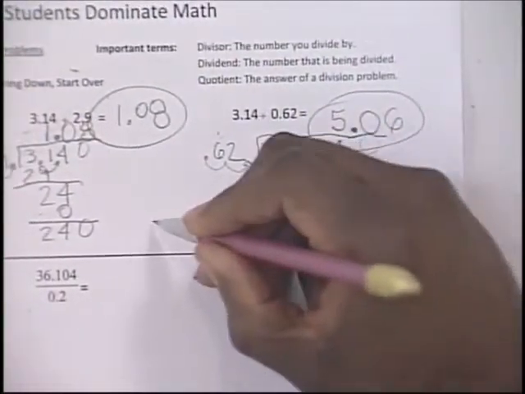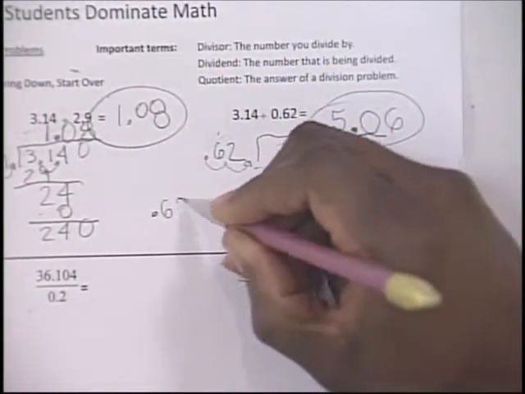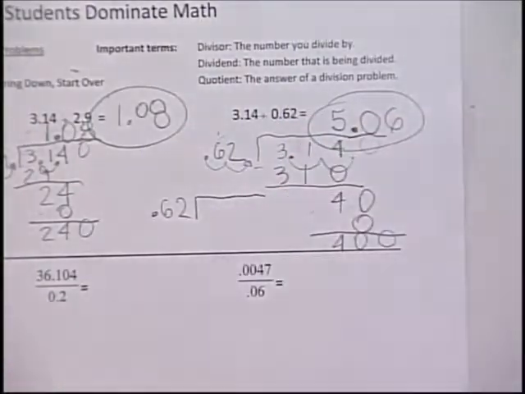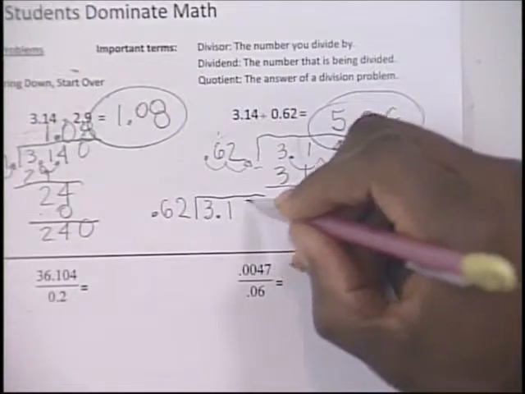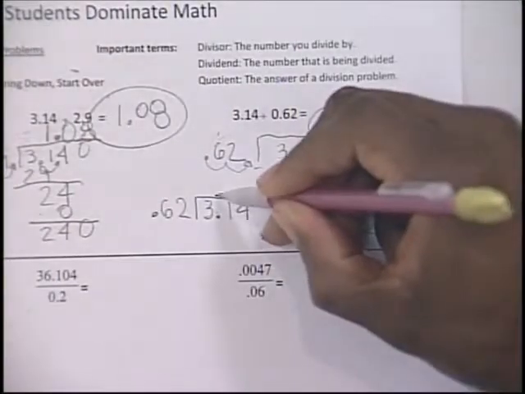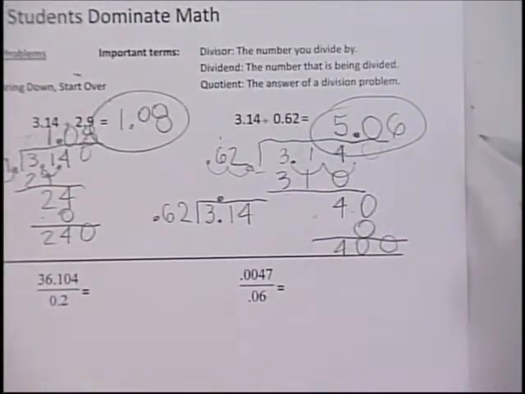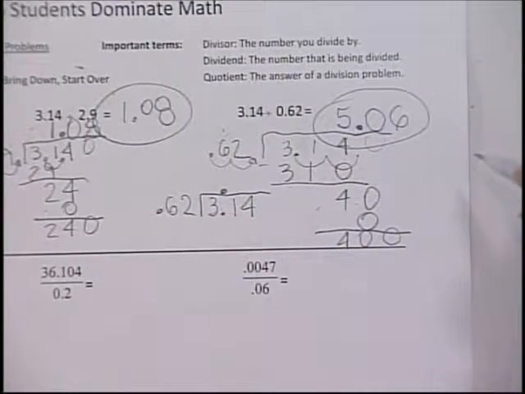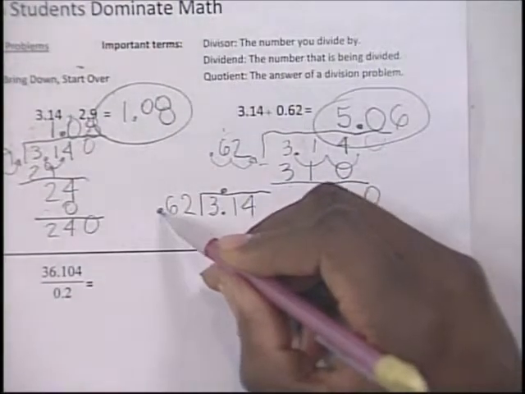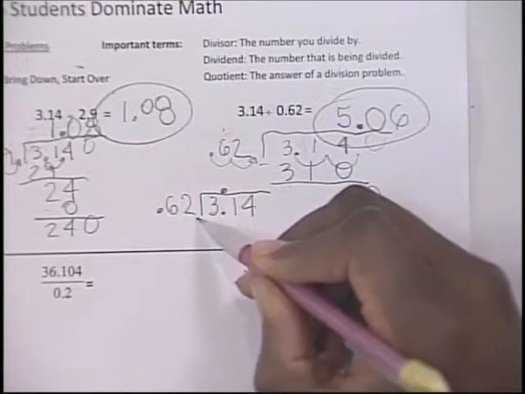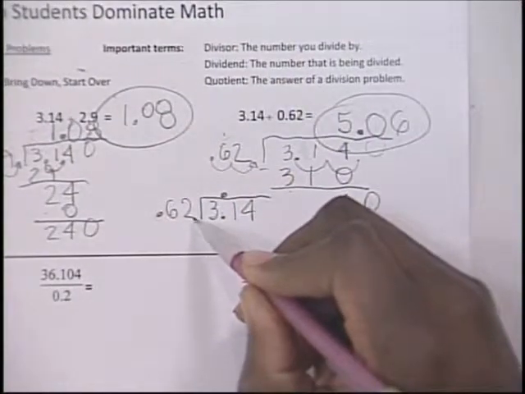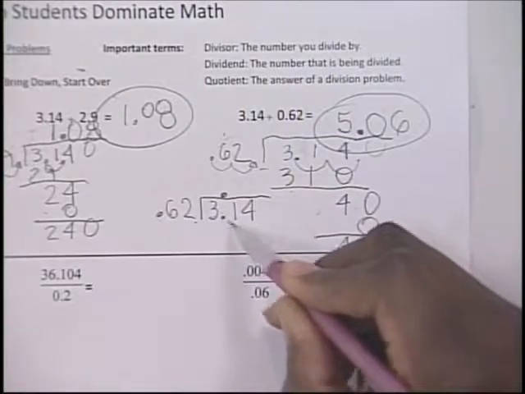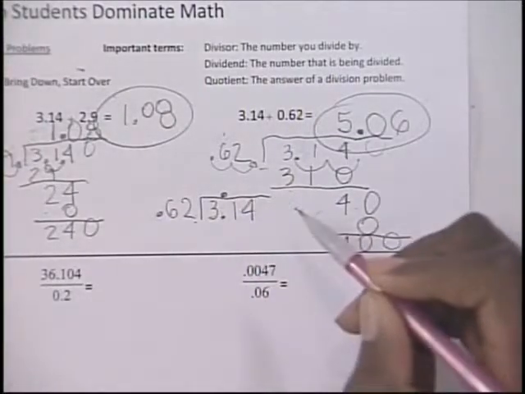been. Let's say you have the problem 3.14 being divided by 0.62. The common mistake would be to bring that decimal up right away. I ask you to make this 0.62 a whole number first. That's what I ask you to do. And however many places you move the divisor, that's how many places you should move the decimal in the dividend.